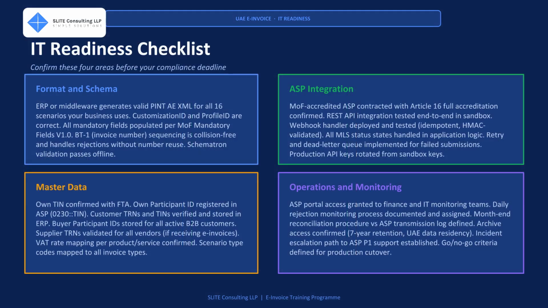Four readiness areas to confirm before your deadline. Format and schema: your ERP or middleware generates valid Pint AE XML for every scenario you actually use, with collision-free invoice numbering and schematron validation in CI. ASP integration: contract signed with a full Article 16 accredited ASP. Sandbox tested end-to-end. Webhook handler deployed with idempotency and HMAC validation. Retry and dead letter queues in place.